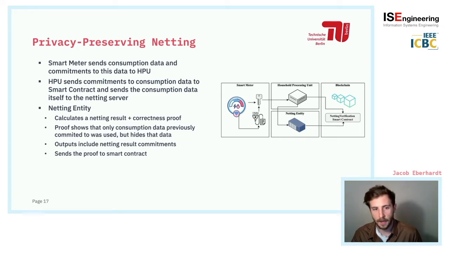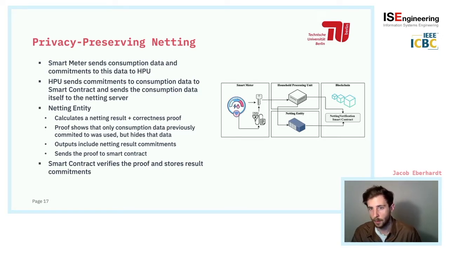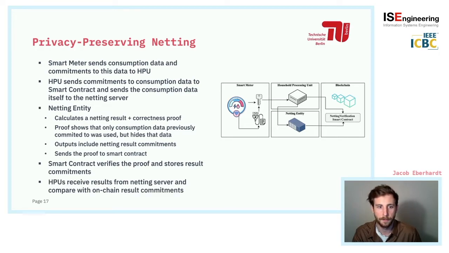In the end, the netting entity sends the proof together with these output commitments to the smart contract. The smart contract then verifies the proof that everything happened correctly, that the netting was calculated correctly, and that the correct input data that was previously committed to by households was actually used as netting inputs. And then it stores the netting result commitments in the smart contract.